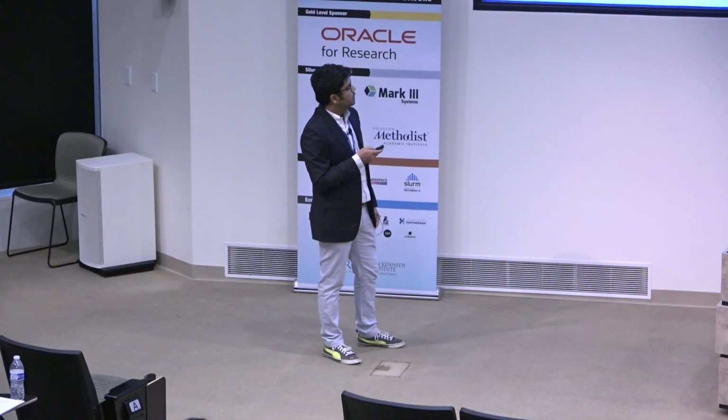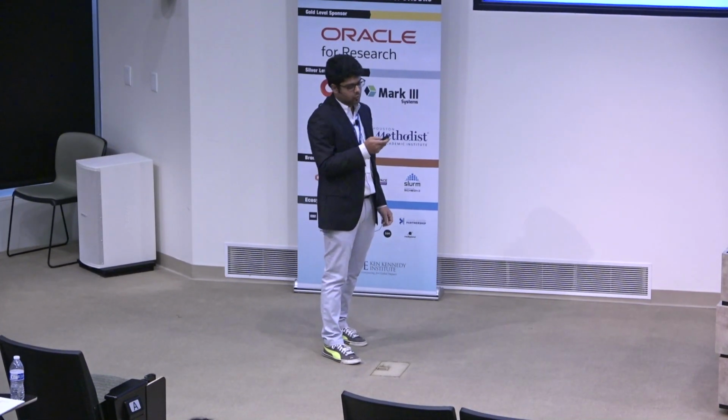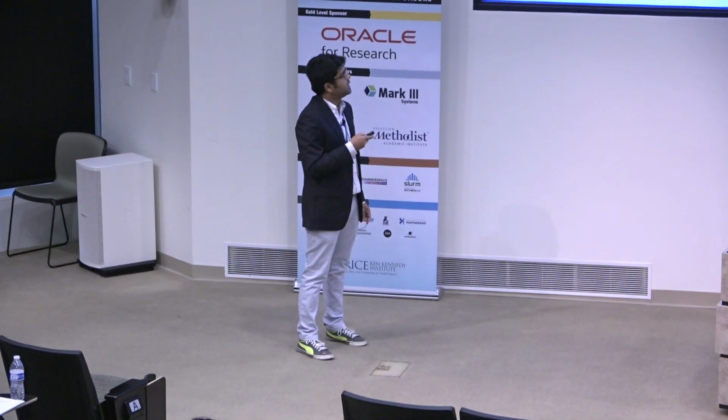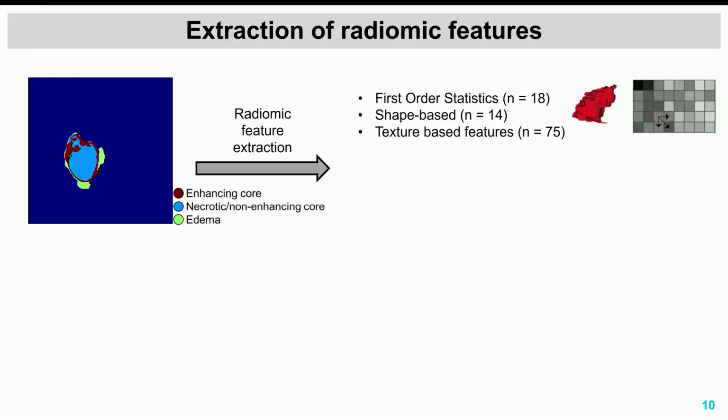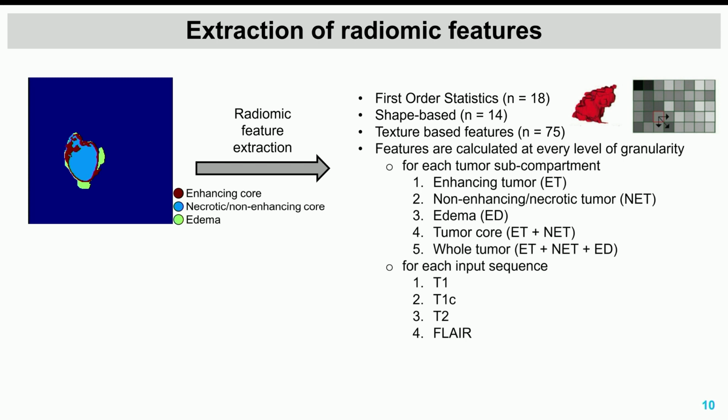The next thing that we do is we take this tumor mask and we extract different radiomic features, and we do this using the popular PyRadiomics toolkit. We extract first order statistics like the simple mean, 10 percentile, 90 percentile of pixels, and so on. We calculate shape based features like volume, and we also calculate texture based features. These features are calculated for every tumor subcompartment.